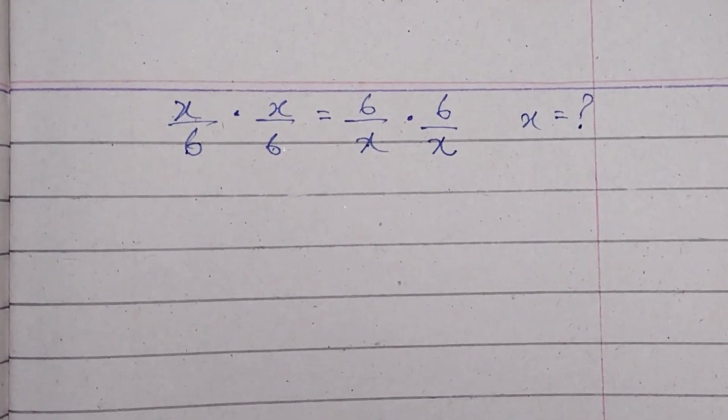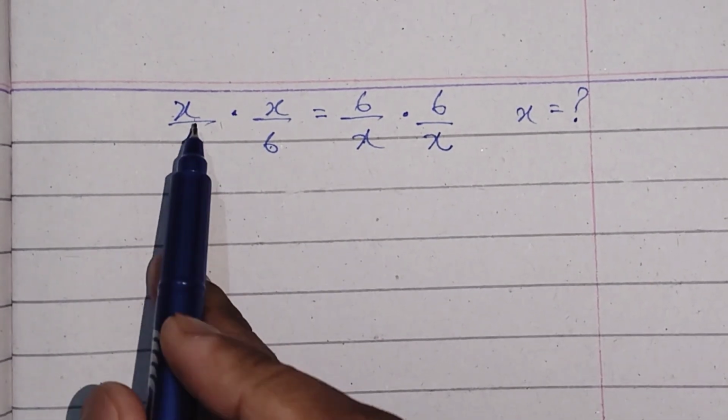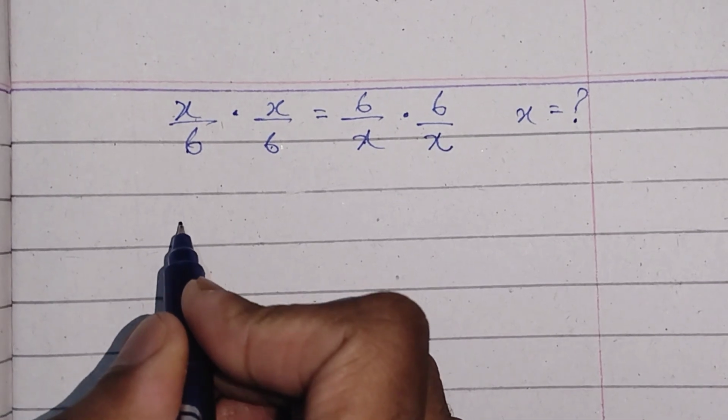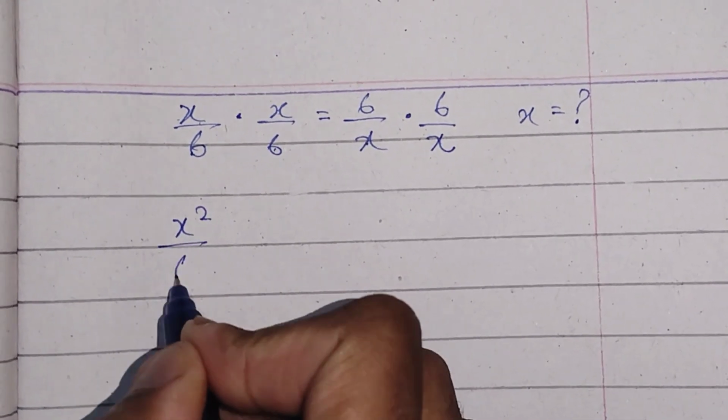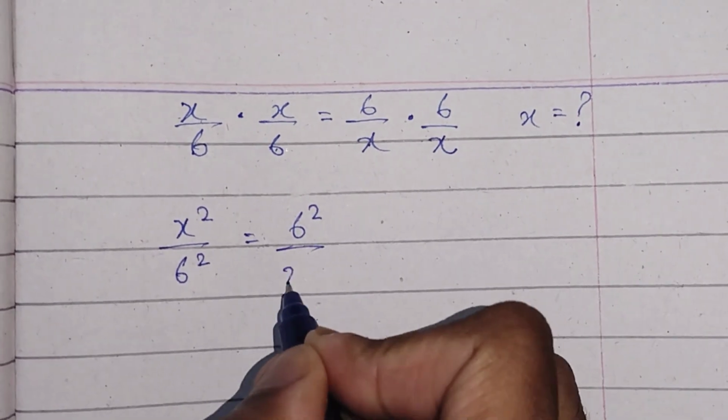Now we will start the solution by first multiplying x with x, numerator with numerator and denominator with denominator. It becomes x square by 6 square equals 6 square by x square.